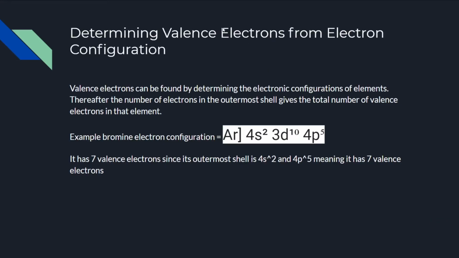So, determining the number of valence electrons from electron configuration. Valence electrons can be found by determining the electron configurations of elements, and then the number of electrons in the outermost shell gives the total number of valence electrons of that element. So we can take bromine. It has 4s2, 3d10, 4p5 from its noble gas, which is argon above it. And our outermost shell is going to be 4s2 and 4p5. So we can add the electrons from that, and it's going to have 7 valence electrons, because those two are the outermost energy level. We don't take the 3d because it's a lower level.